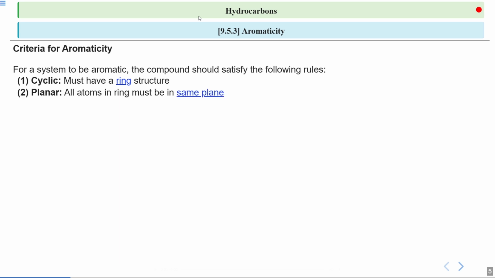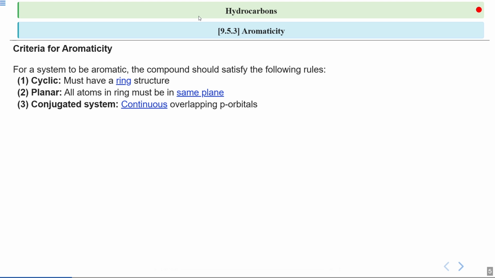Second, the ring must be planar. All the atoms in the ring have to lie in the same flat plane. This is important because it allows the electrons to move freely around the ring. If the ring is twisted or puckered, the necessary electron overlap cannot happen.